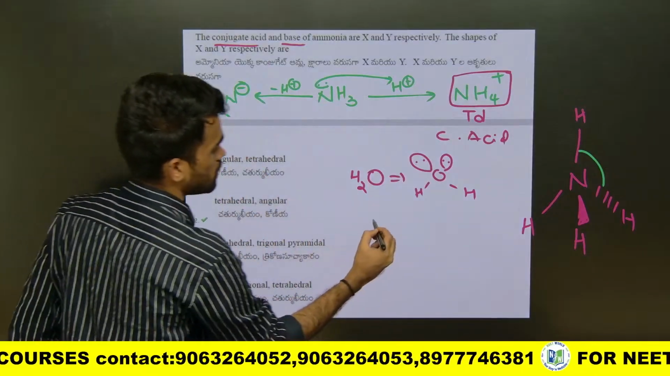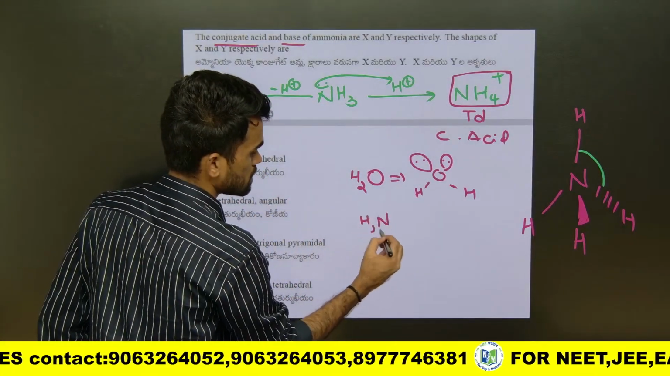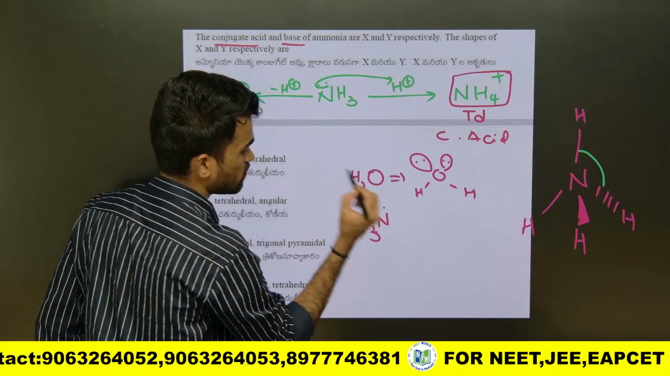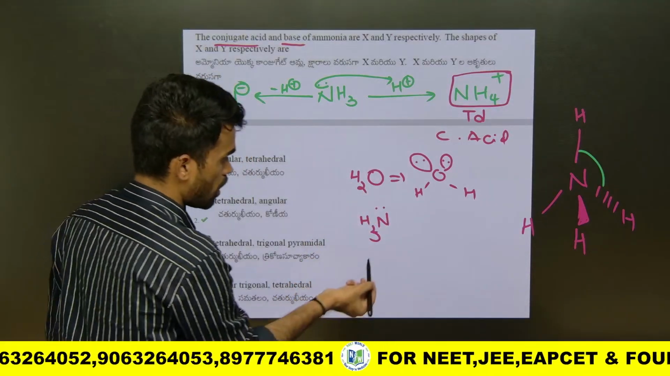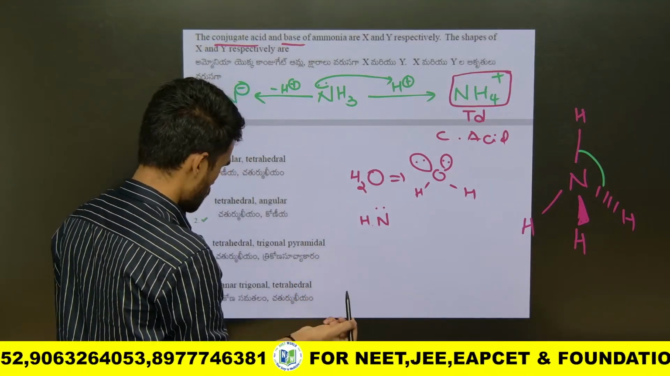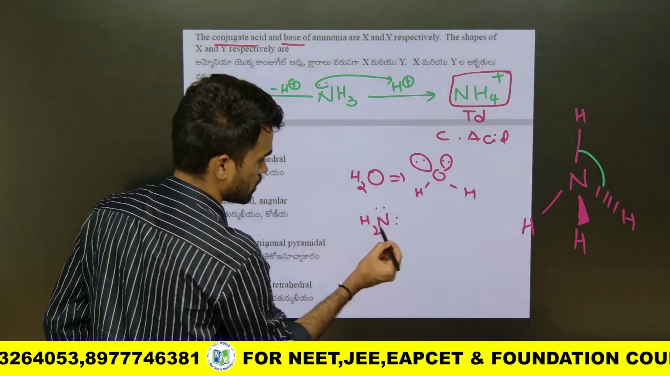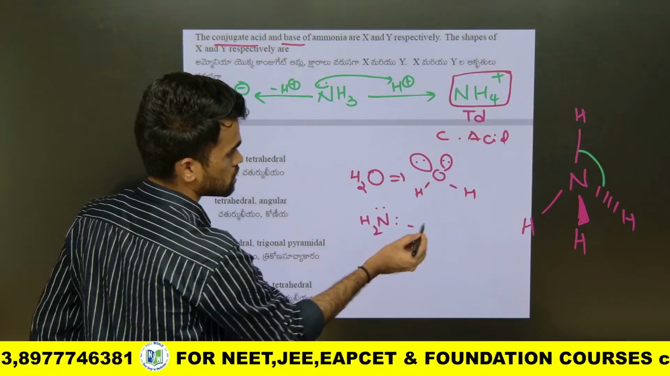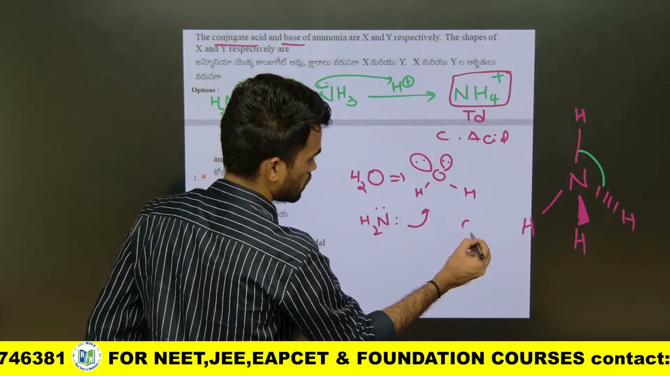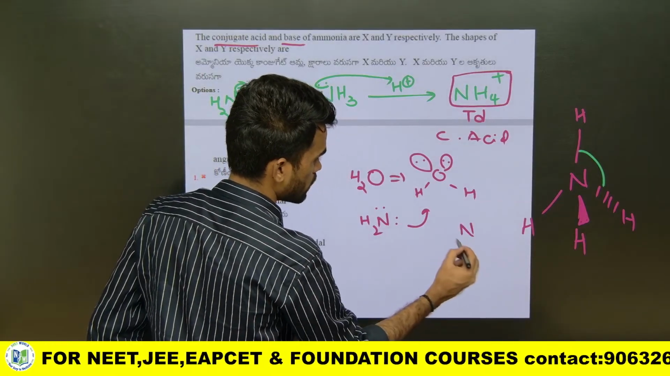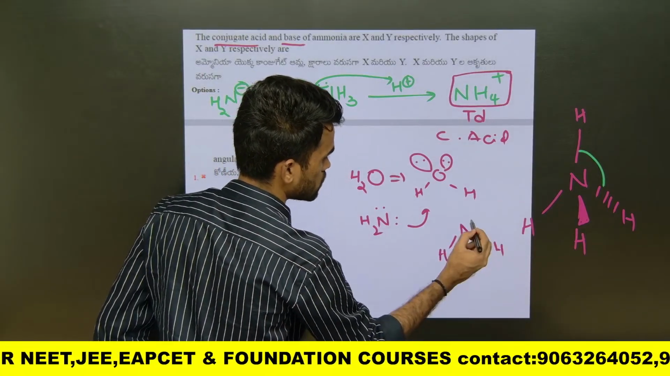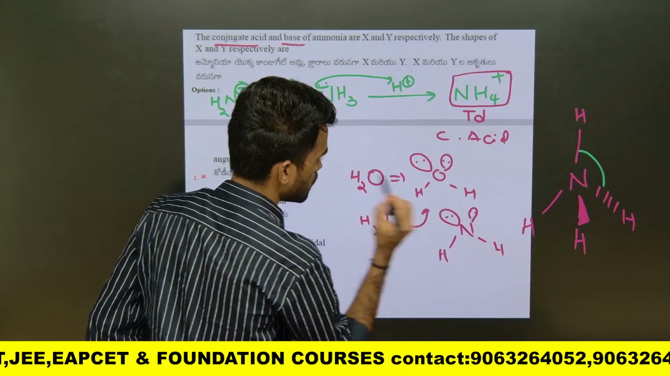Similar to this, here we have nitrogen like this. Whenever it is ammonia, it will have one set of lone pair. Now after releasing one H plus ion, one more set of lone pair will be there here. So its structure looks like the water molecule. Nitrogen at the center, one hydrogen here, another hydrogen here, lone pair electrons here, lone pair electrons here.